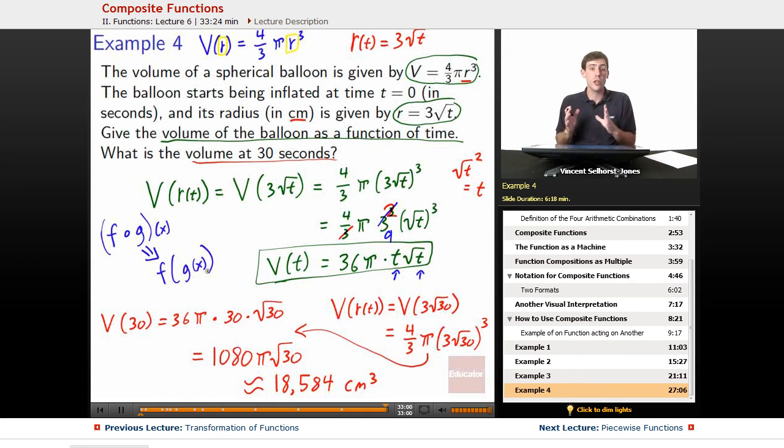So f of g gets to act first because it's closer to the x. That's what that means. Whoever's closer goes first, so it's whatever the order is with the circles. F circle g of x becomes f of g of x. A circle b circle c of x becomes a of b of c of x.